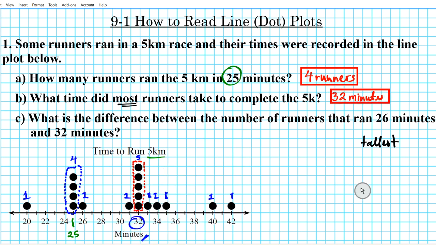Question number 1C. What is the difference between the number of runners that ran at 26 minutes and 32 minutes? So we're going to do some arithmetic here. We have to determine the number of runners that ran 26 and the number of runners that ran 32.